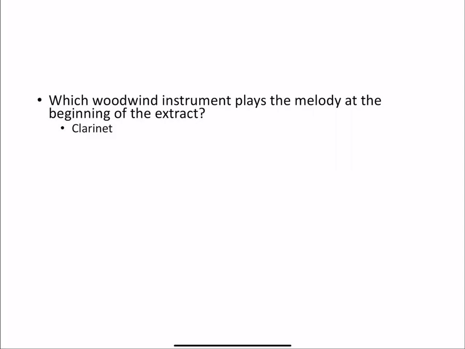Okay, so again, some of you, I imagine, have got this wrong. And if you're still struggling to identify different woodwind instruments, as I've said before, you need to spend time on YouTube listening to examples of the different woodwind instruments. Just type in clarinet solo or oboe solo, for example.